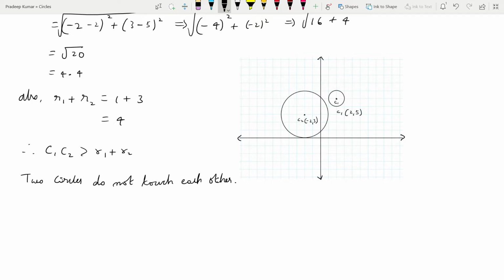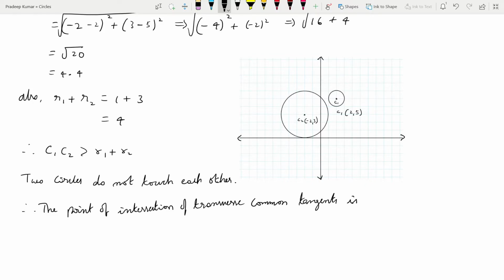Now we will find the point where the tangents of the second circle and the first circle meet at one particular point. So we'll find that particular point. Therefore, the point of intersection of transverse common tangent. Alright, so there are two tangents, right?